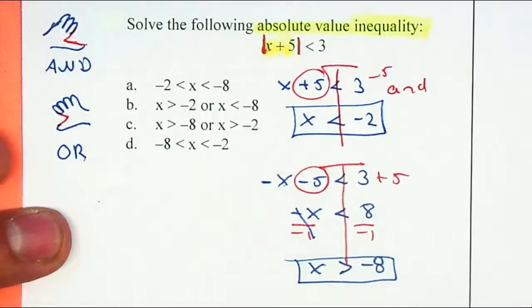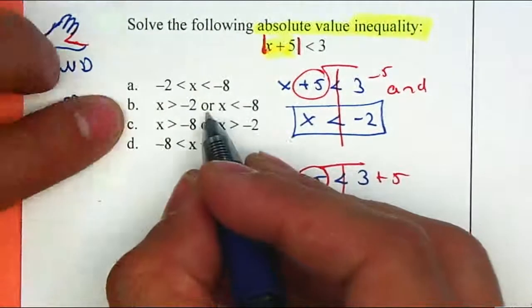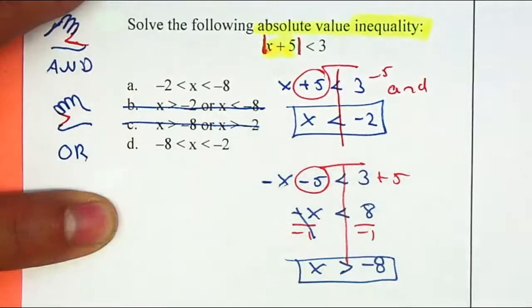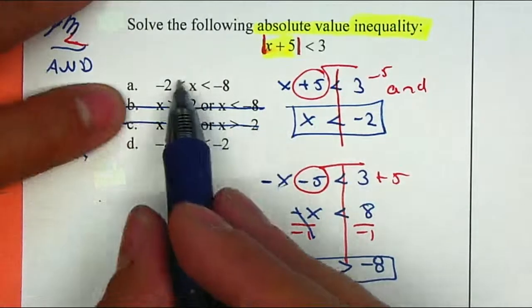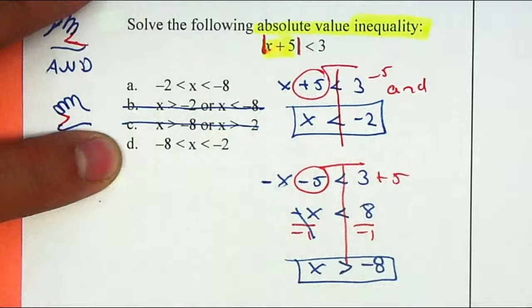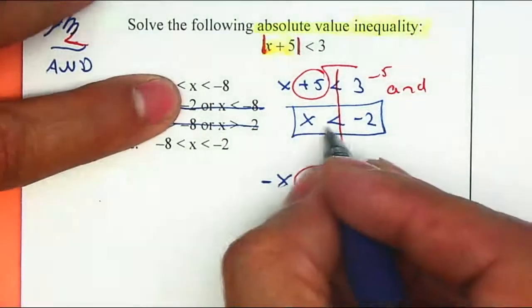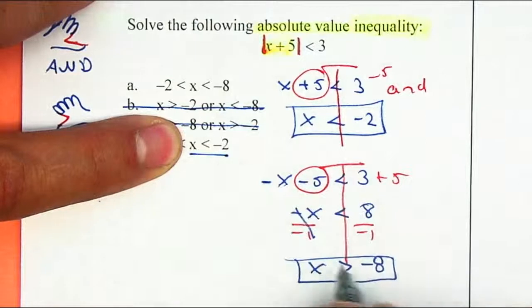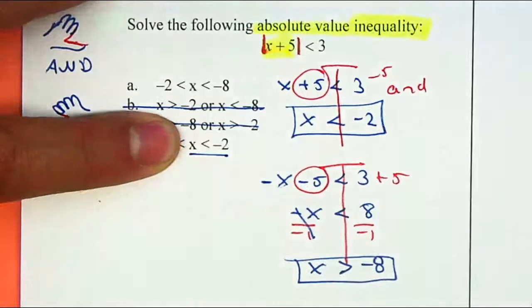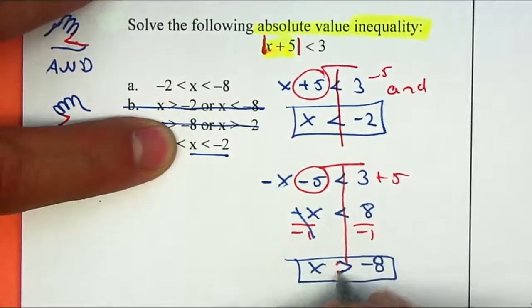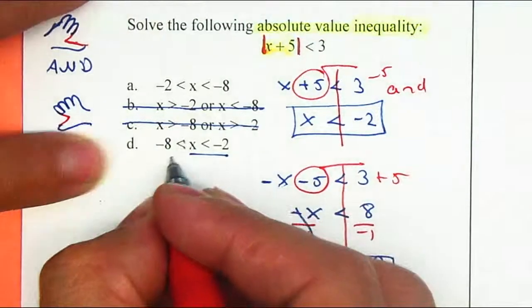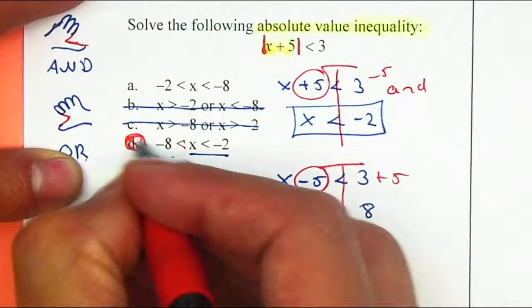And now we need to select the answer. We know that this is an AND, so we can cancel the ORs. Now it can either be letter A or letter D. X is less than negative 2. That's right here. Now, the alligator is in the X and not the negative 8. So the answer is D.